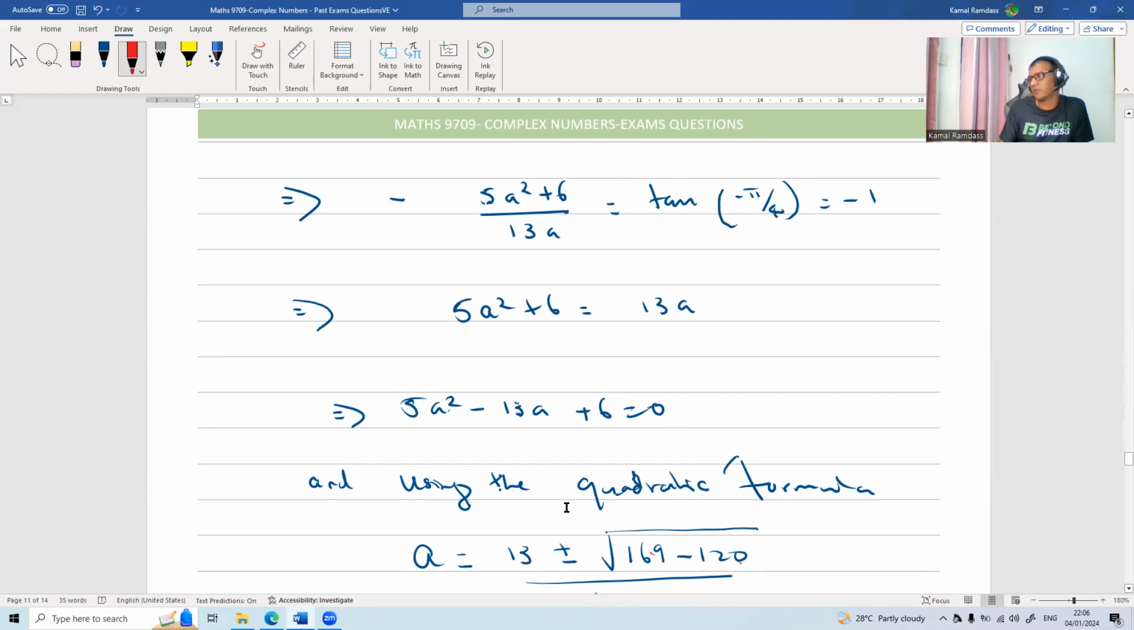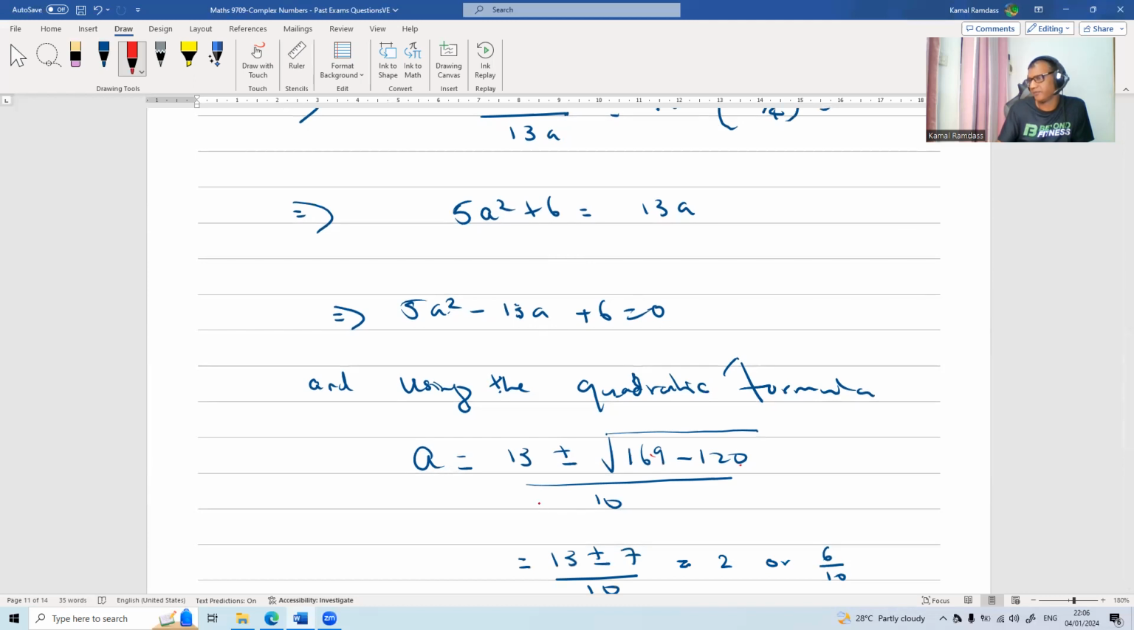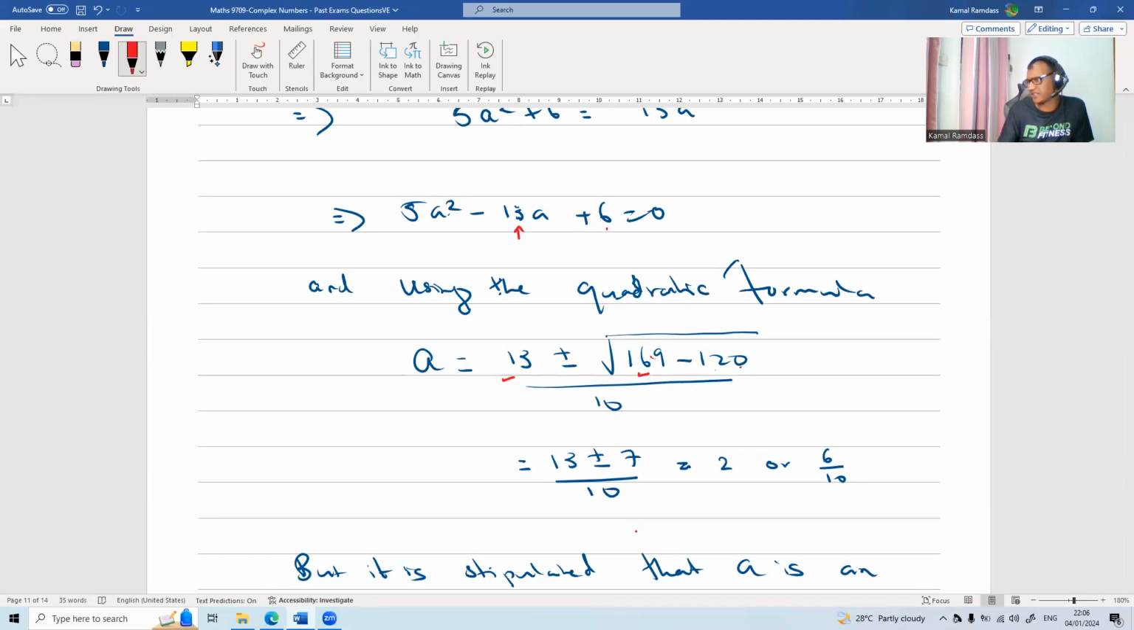Using the quadratic formula, a is equal to minus b, pardon, 13 plus or minus root of b squared, 13 squared is 169, minus 4 times 5, which is 20, 20 times 6 means 120, divided by 2 times 5, which is 10. 169 minus 120 is 49, root of 49 is 7, so 13 plus or minus 7 divided by 10. 13 plus 7 divided by 10 is 20 over 10, which is 2, or 13 minus 7 divided by 10 is 6 over 10, which is 3 over 5.